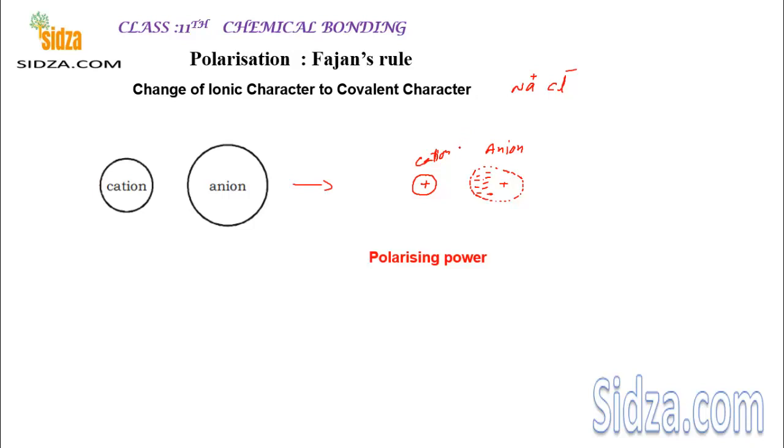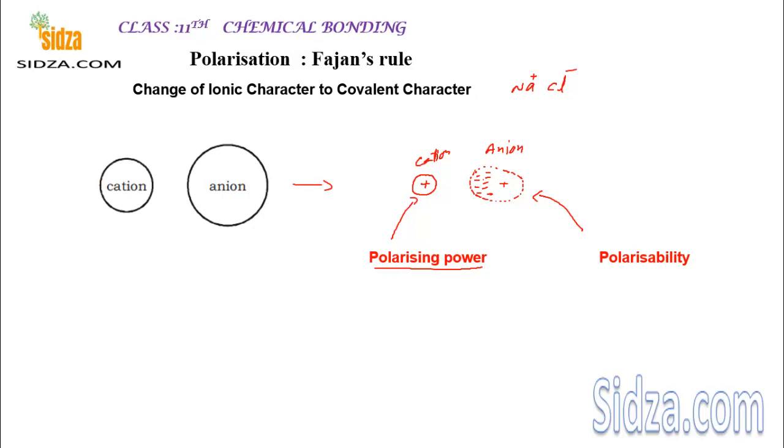And we use terms like polarizing power for the cation and polarizability of an anion. Polarizing power is the power with which this cation can attract the electron cloud of an anion. That's what we call the polarizing power. And if this polarizing power is more, then we can say the ionic compound has more covalent character. Due to this polarization, some covalent character gets induced in an ionic compound.